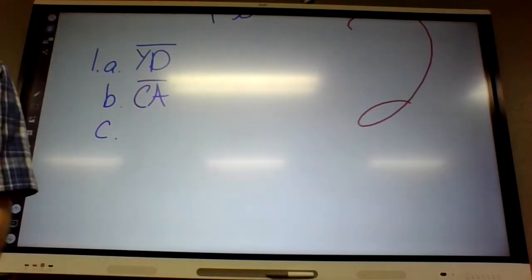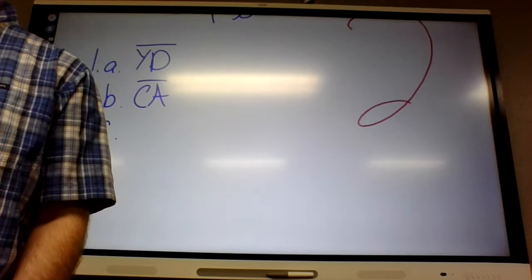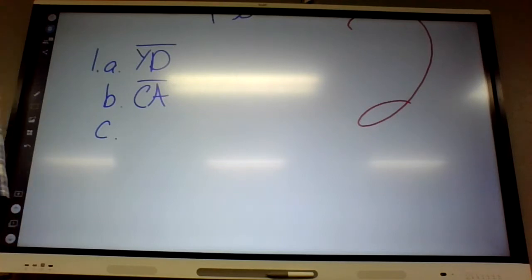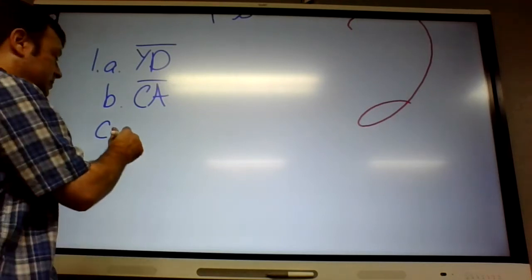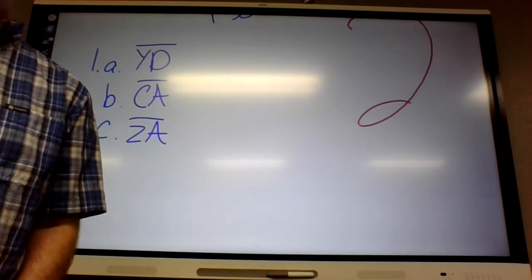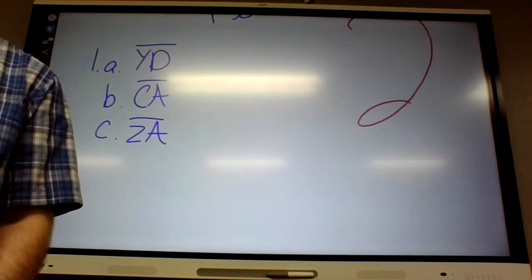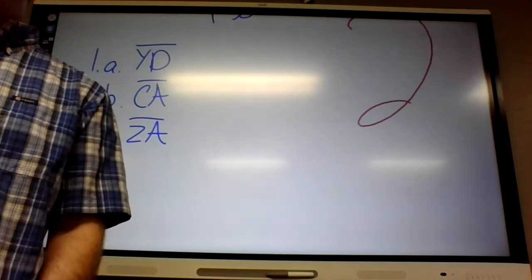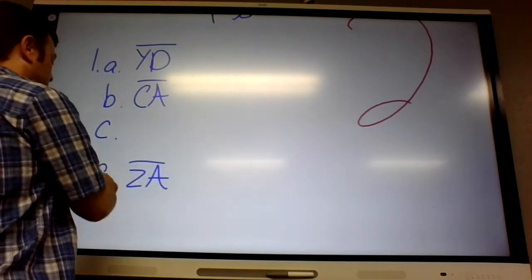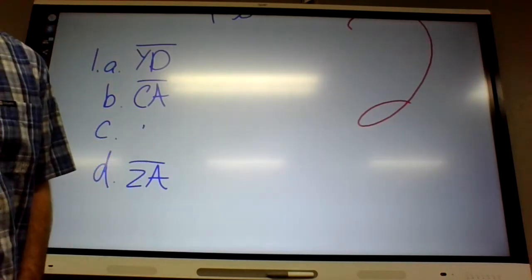Okay, which of these is the altitude? XB. Remember, the altitude goes from the vertex and drops to a 90-degree angle to the other side. So XB. All right, which leaves what for the median? ZA. Median is going to the middle of the opposite side.